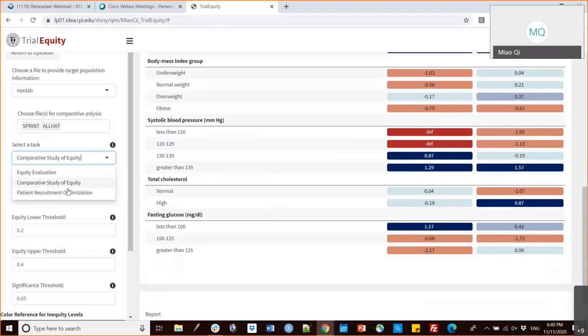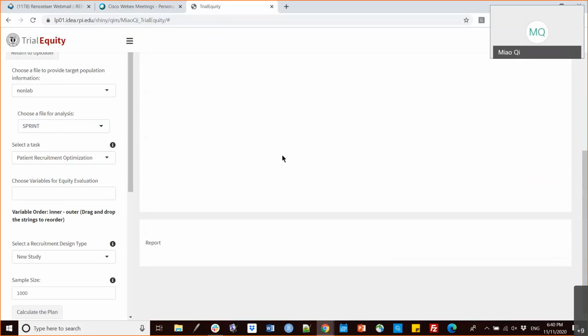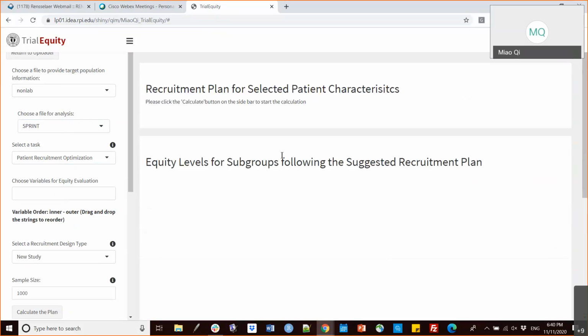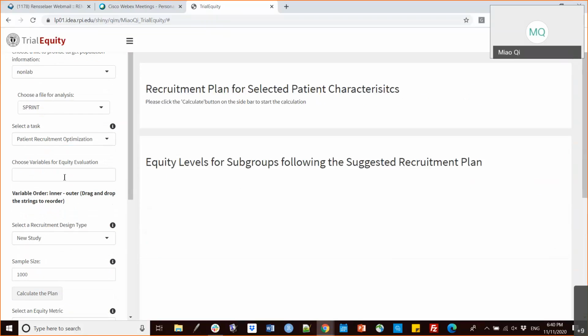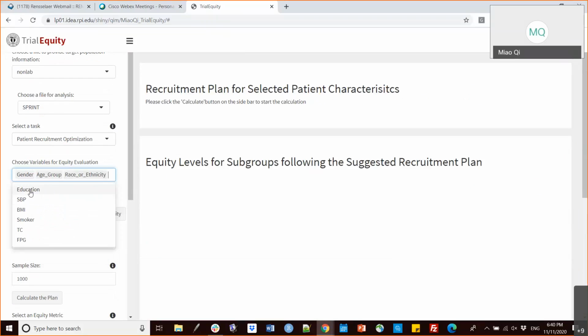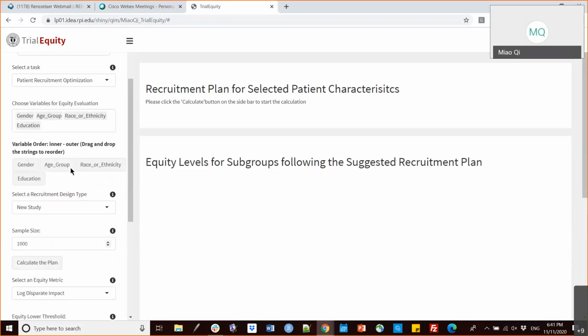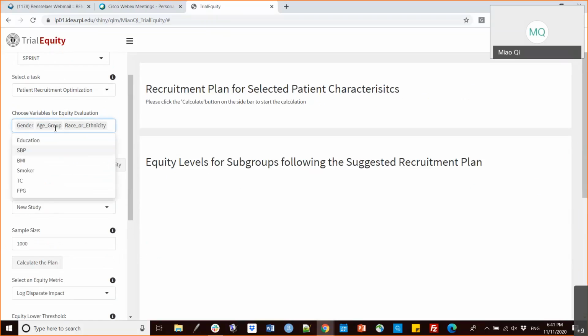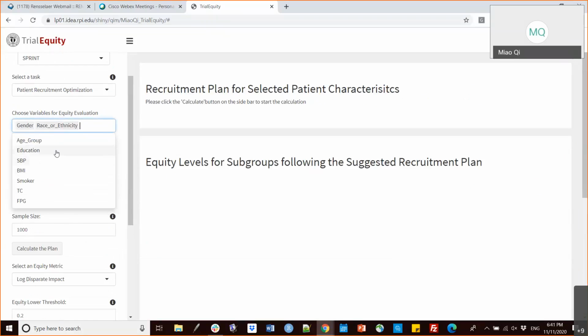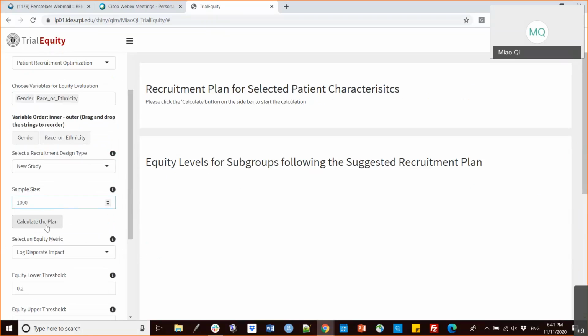Yeah, and now the third one is to help the researchers to improve their equity in the study plan and also provide them a remedial additional recruitment plan. So here, for example, I want a new study about all the demographic features, and let me do a simple one, just maybe gender and race, and on the southern people, then you do the calculation.